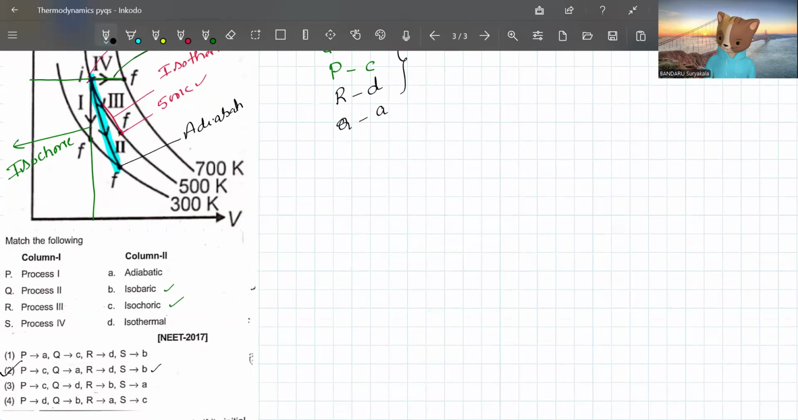Okay. These are the different problems given in different examinations, NEET examinations, based on thermodynamics.